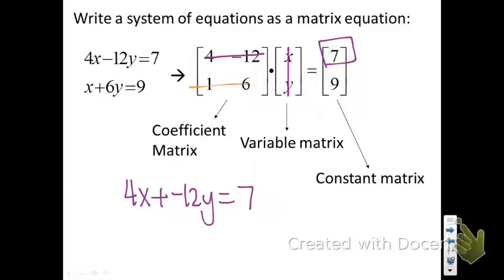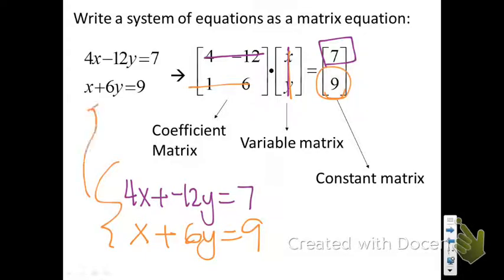You would take this row by the column, so 1 times x would give you x, plus 6 times y would give you 6y equals 9. And if you notice, this system is exactly what we started with. And that's how the two are related, and that's how systems of equations can become that matrix equation.